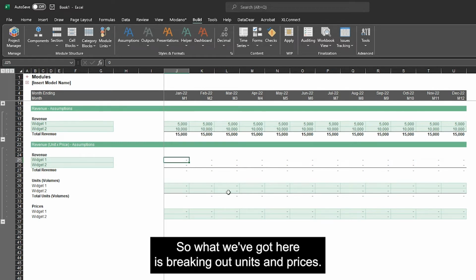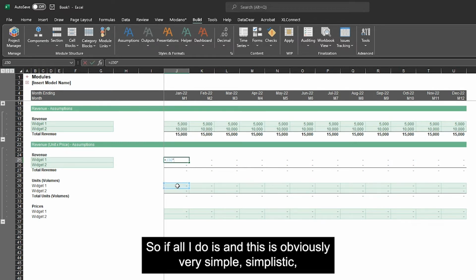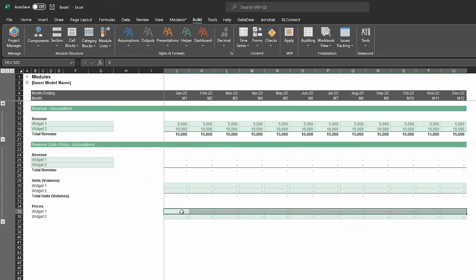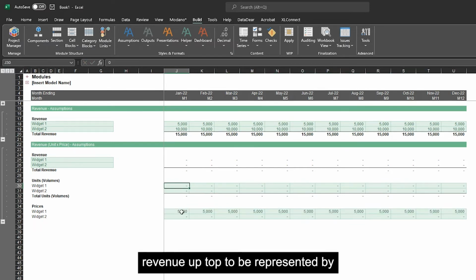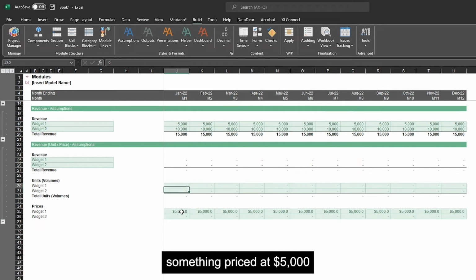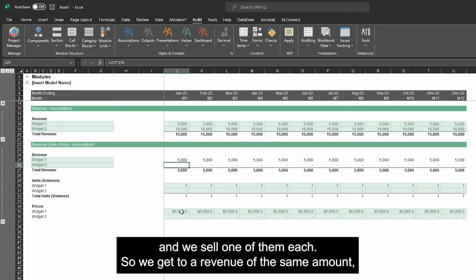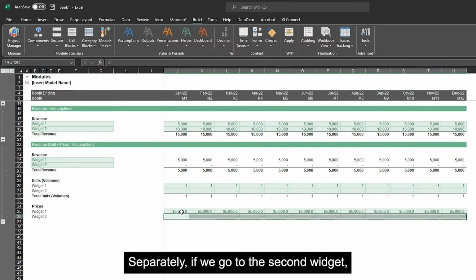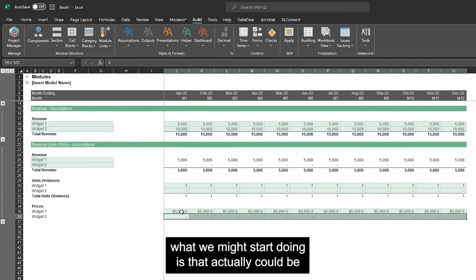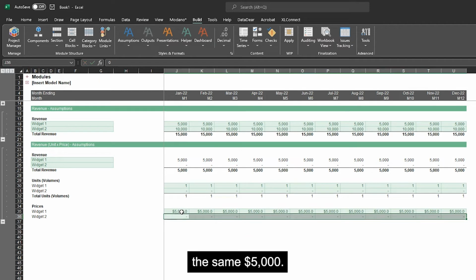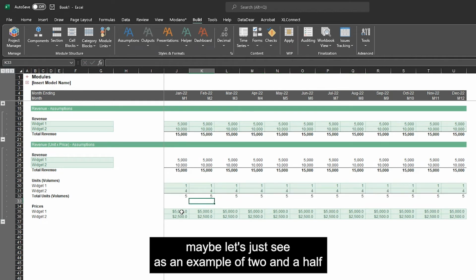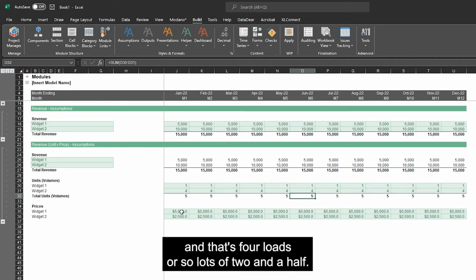So what we've got here is breaking out units and prices. This is obviously very simplistic, where all we're thinking about is breaking it down one layer. The same revenue up top could be represented by something priced at $5,000, and we sell one of them. So we get to a revenue of the same amount. Separately, if we go to the second widget, it could be the same $5,000, or you probably think it's a separate product, but let's use the example of 2.5, and that's four lots of 2.5.